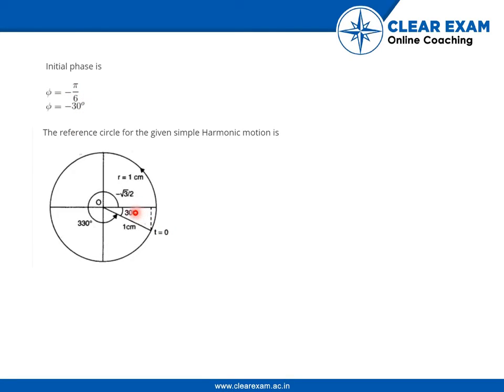So as it is minus 30 degree, we need to point out this angle in this particular direction, and all the values are pointed out here.